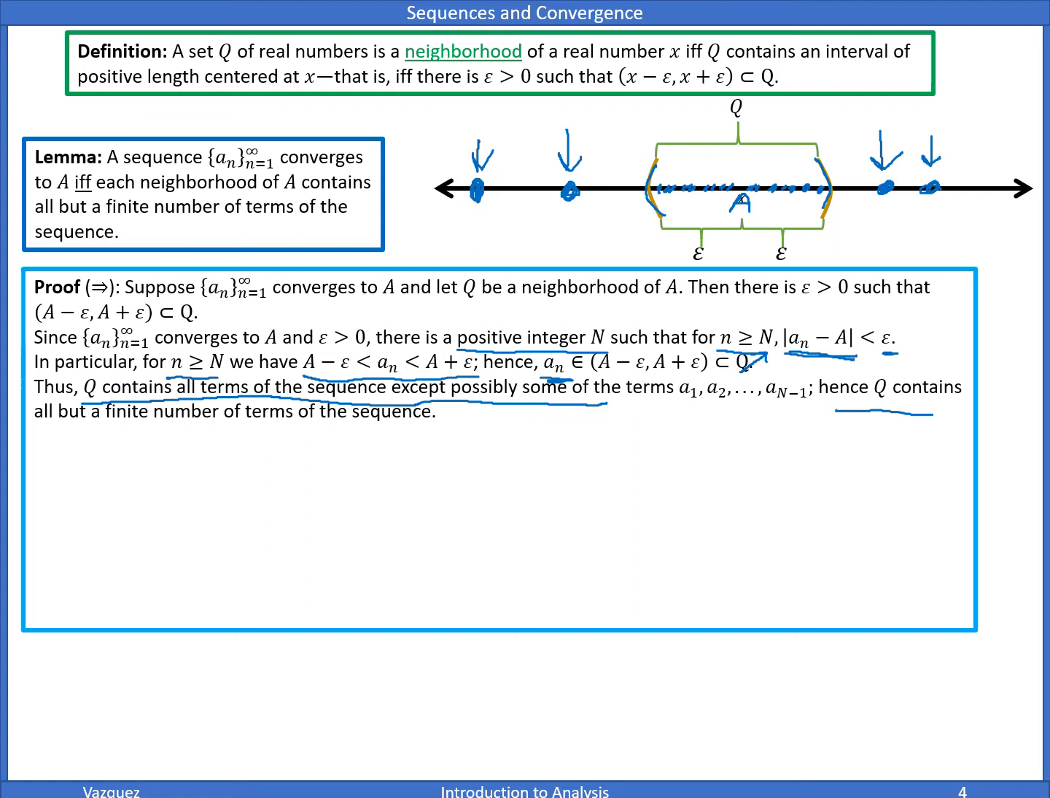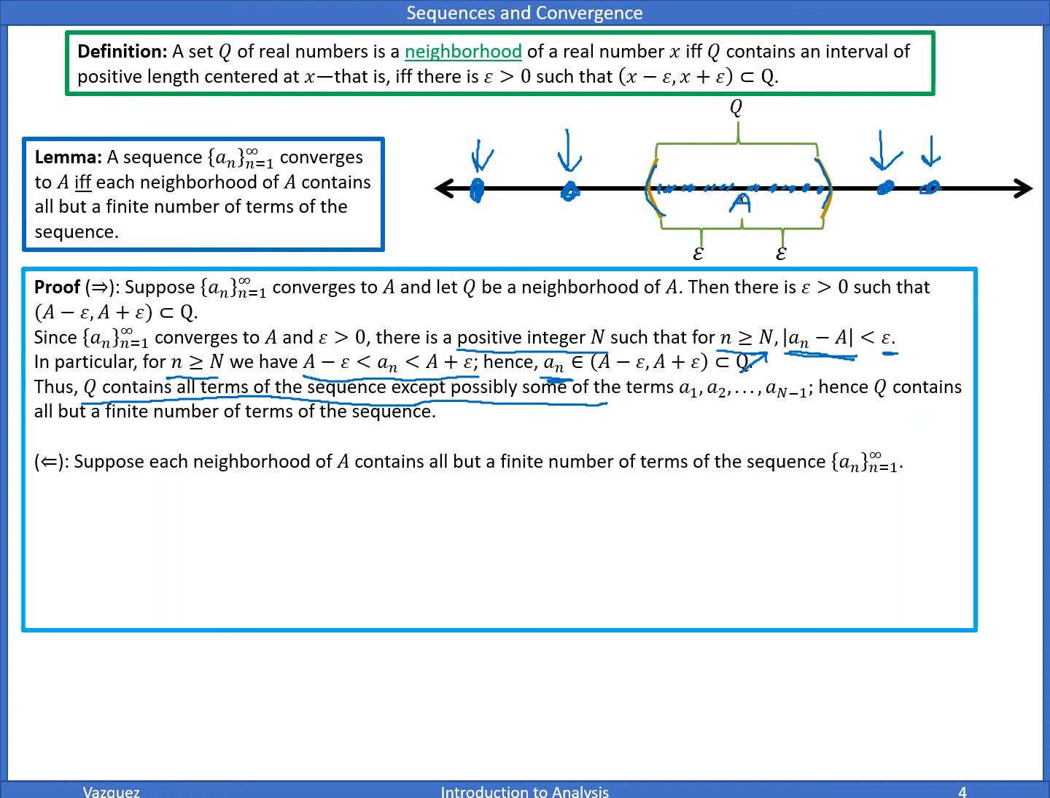But because it's an if and only if proof, we have to prove the other side. So now we're going to suppose, and actually let me erase here, that each neighborhood of A contains all but a finite number of terms of the sequence a_n. What we're trying to get at is assuming this and proving that the sequence converges to A. So again, that's our assumption.